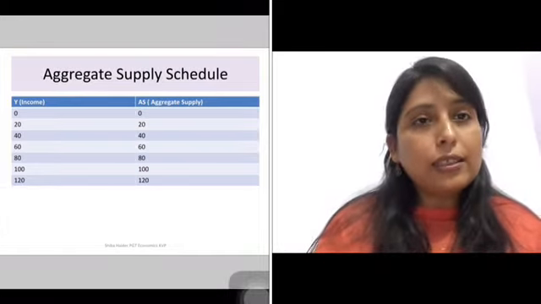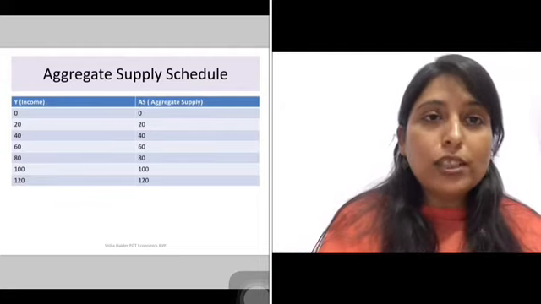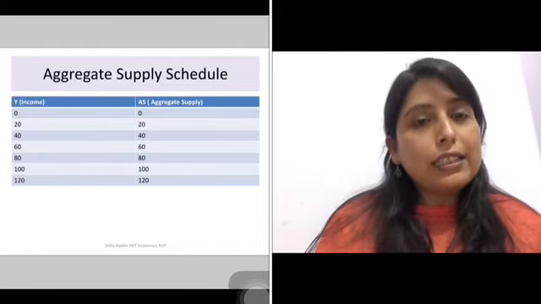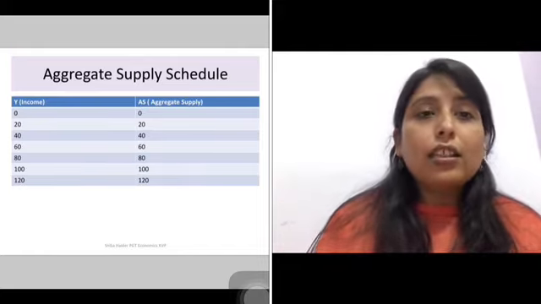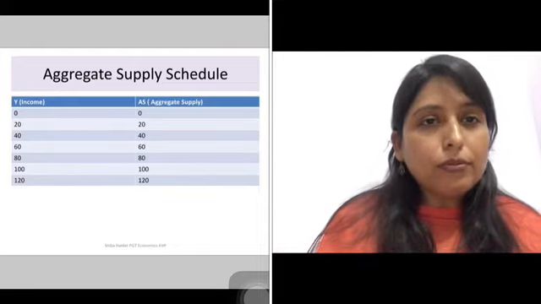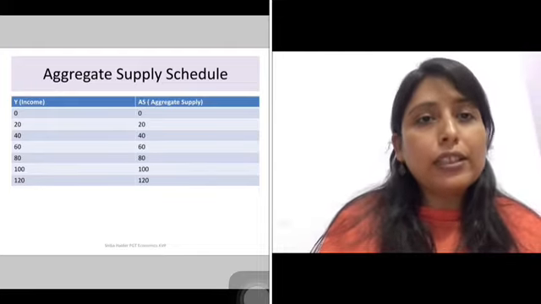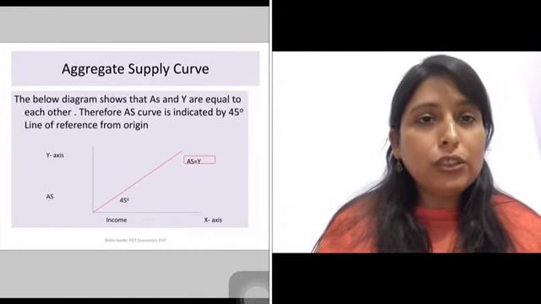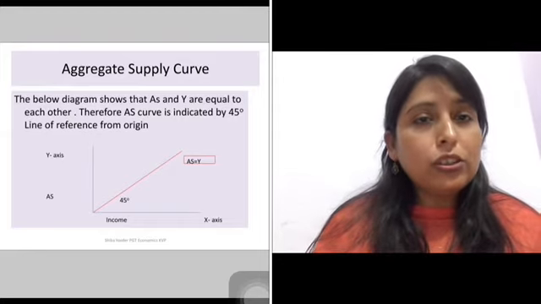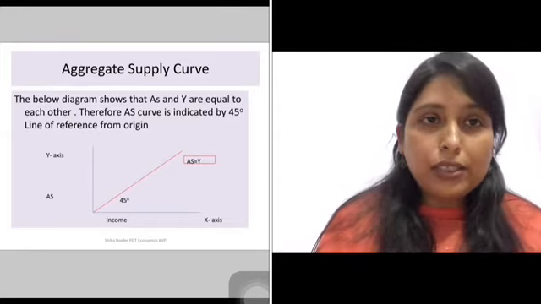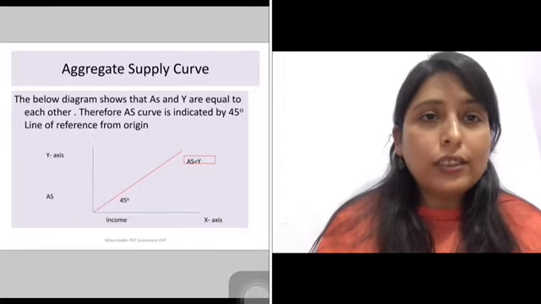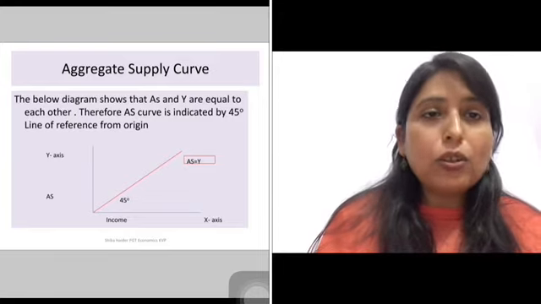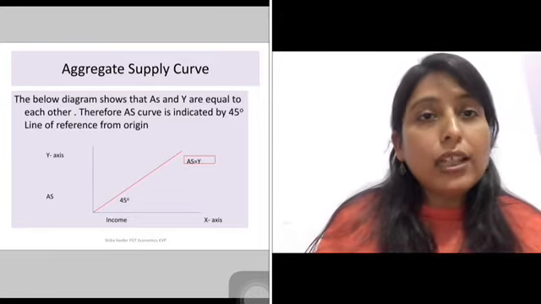At 0 level, aggregate supply is also 0. And when income is 20 crore, aggregate supply is also 20 crore. When income is 40, aggregate supply is also 40. It means that when we draw the curve of aggregate supply or income, it will be the same. Now see the slide in which the diagram is being shown. On x-axis income is shown, and on y-axis aggregate supply is shown, and there is only one curve because the curve of income and the aggregate supply coincide with each other because the values are same.